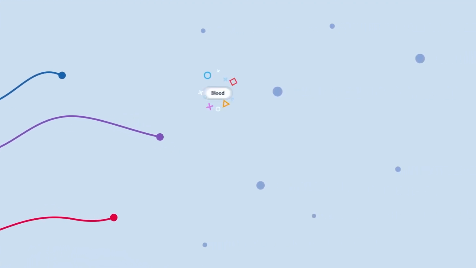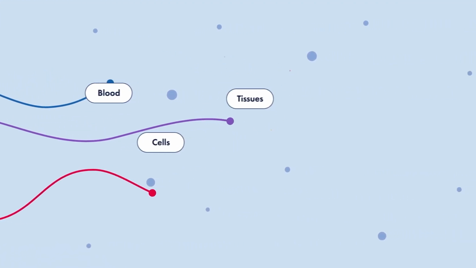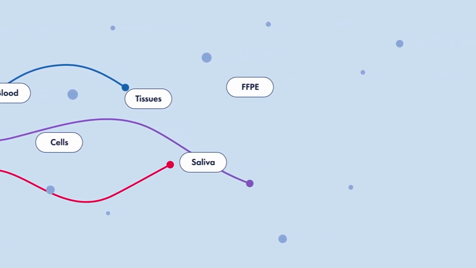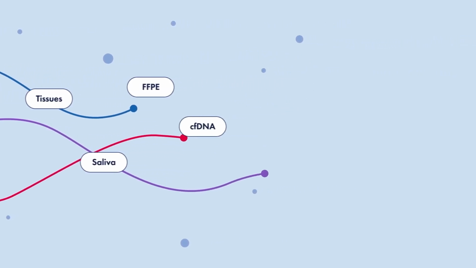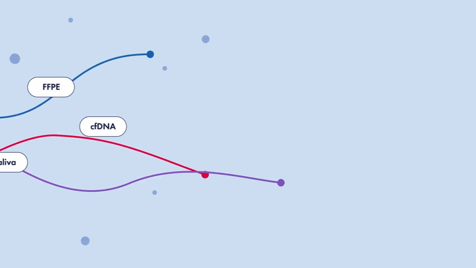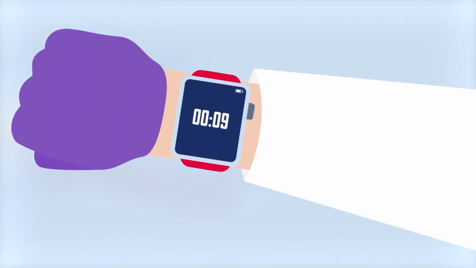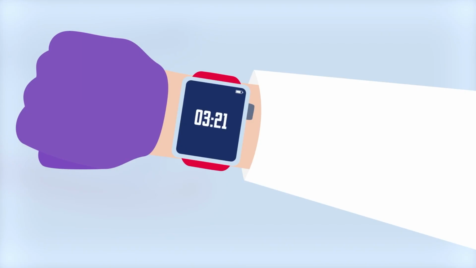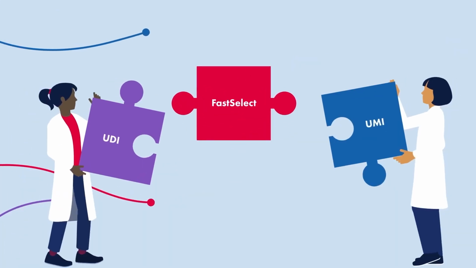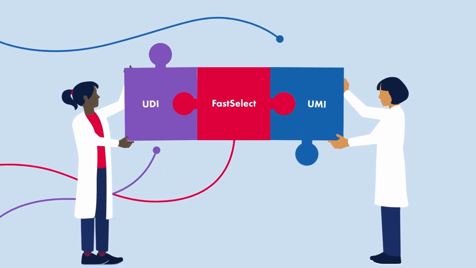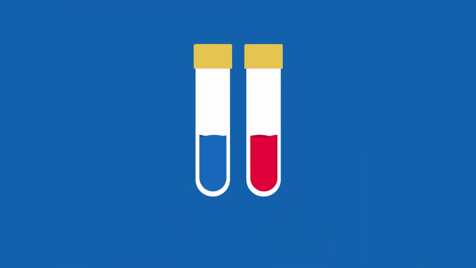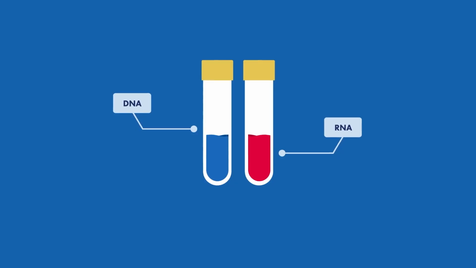Start with total nucleic acid isolation from any material: blood, cells, tissues, saliva, FFPE, or cfDNA. From there, library prep is as fast and easy as it gets. Go from total nucleic acids to sequencing-ready libraries in 6 hours, thanks to the integration of multiple technologies in one convenient kit. Want DNA only or RNA only libraries?